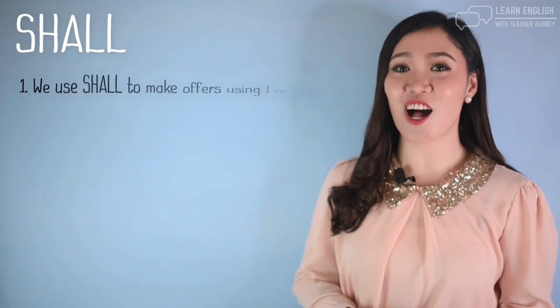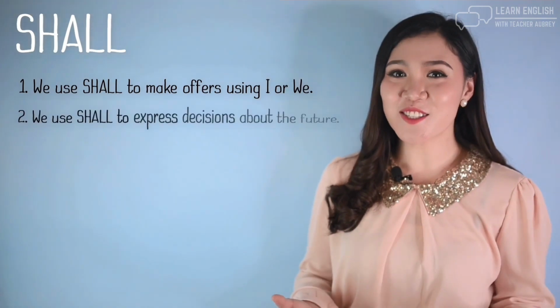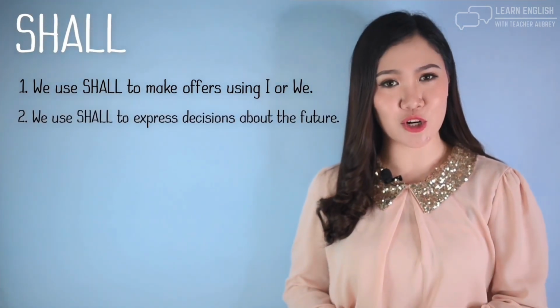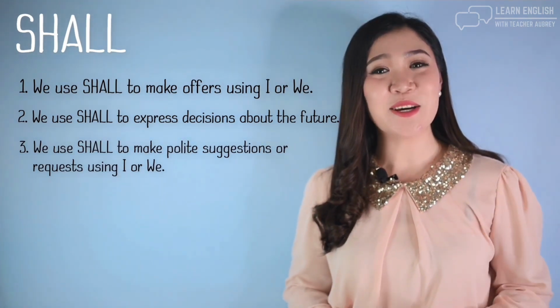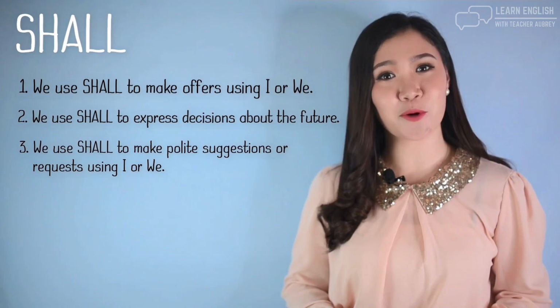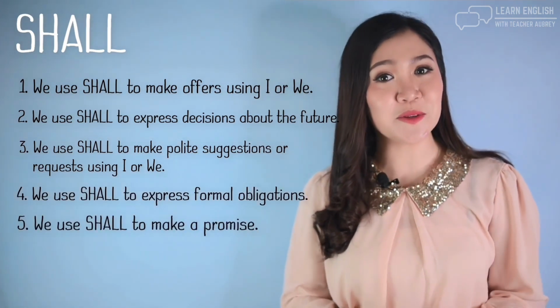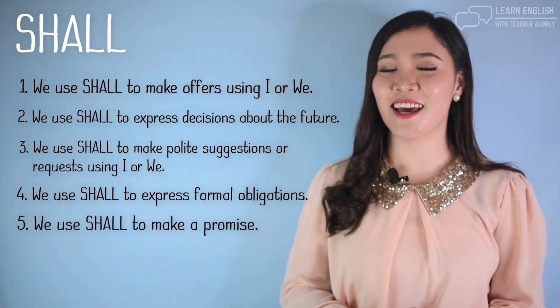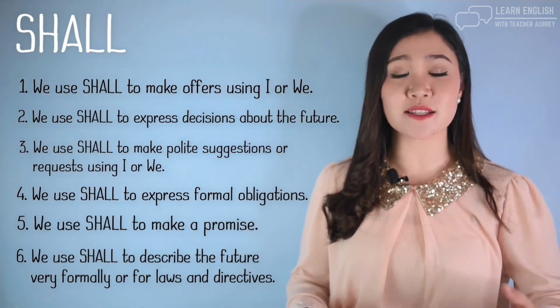Let's have a quick summary of the modal verbs shall and should. We use the modal verb shall for the following situations. First, we use shall to make offers using I and we. Second, we use shall to express decisions about the future. Third, we use shall to make polite suggestions or requests using I or we. Fourth, we use shall to express formal obligations. Fifth, we use shall to make a promise. And the last usage is we use shall to describe the future very formally or for laws and directives.